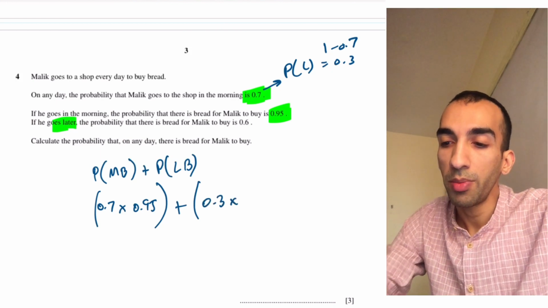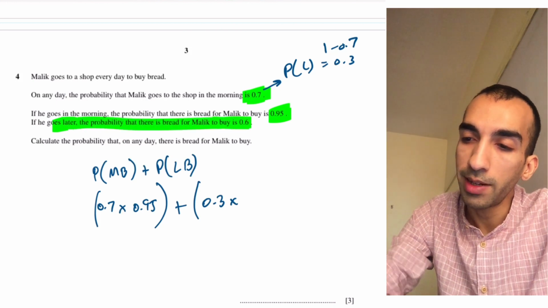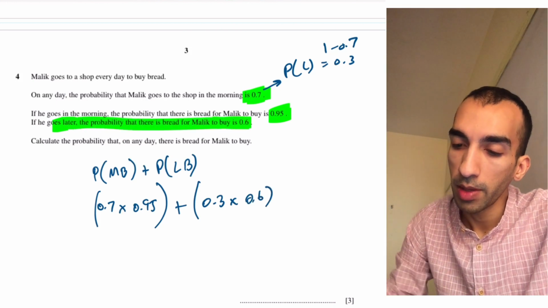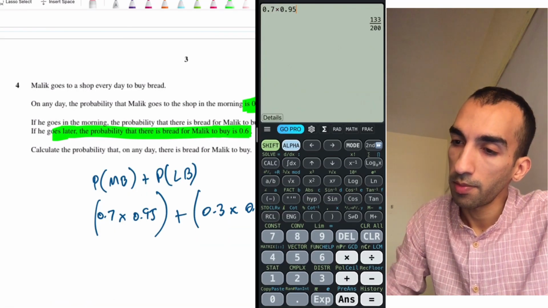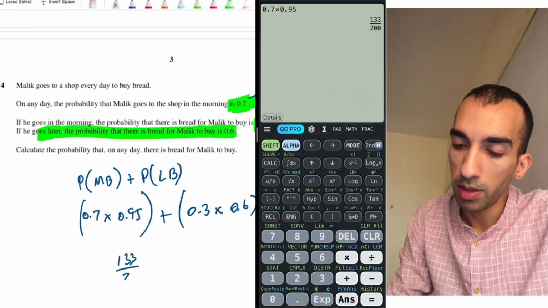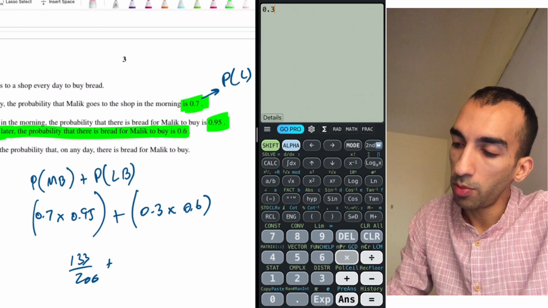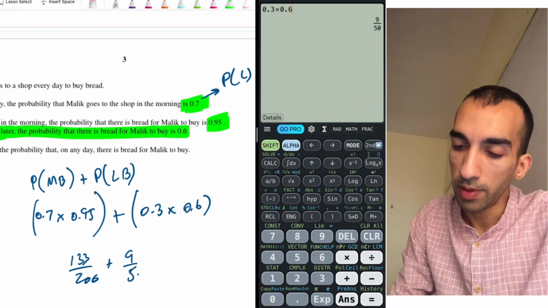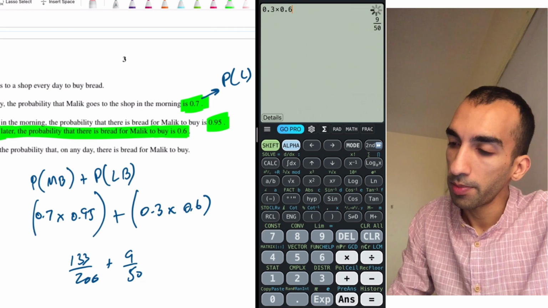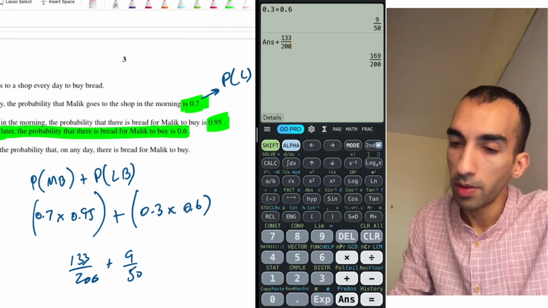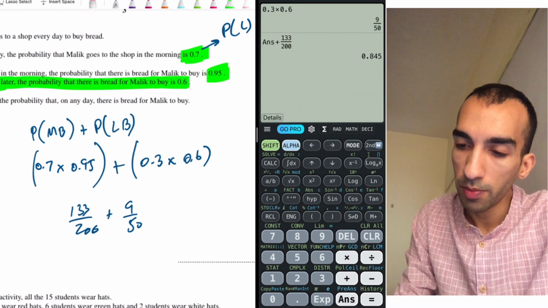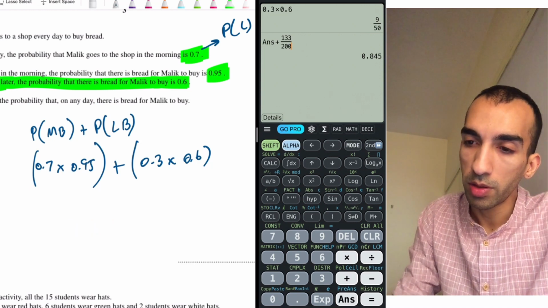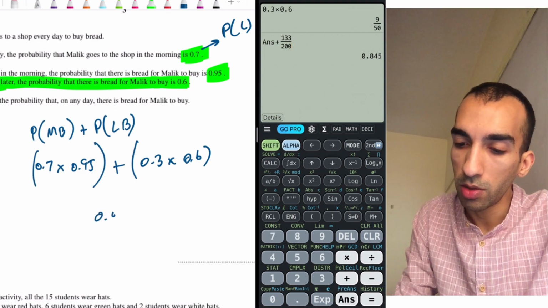Now the probability of him getting bread, once he goes late, is 0.6. So 0.7 into 0.95, that's 133 by 200, and 0.3 into 0.6, that's 9 by 50. 9 by 50 plus 133 by 200, that's 169 by 200. Or you can also present it in decimals. Let's keep it in decimals since the entire question is in decimals. That's 0.845.